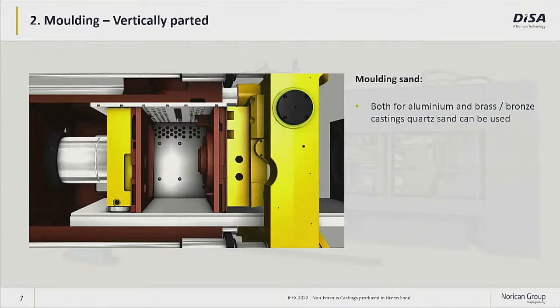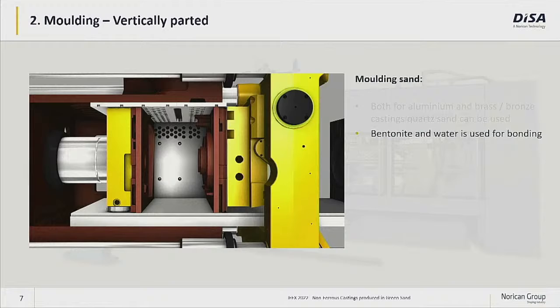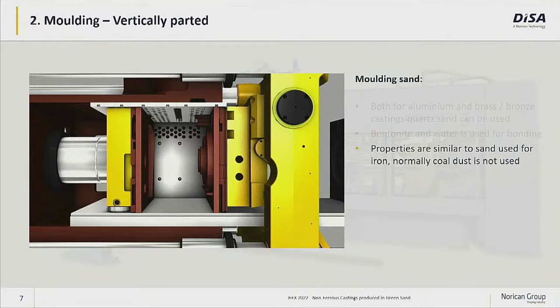If we look at the molding sand we use for aluminum and brass and bronze, we use quartz in both cases, and as with iron, we use bentonite and water to bond the mold. Properties for molding sand will be similar to the molding sands used for iron. Typically, we are not using coal dust when we produce aluminum and brass and bronze.